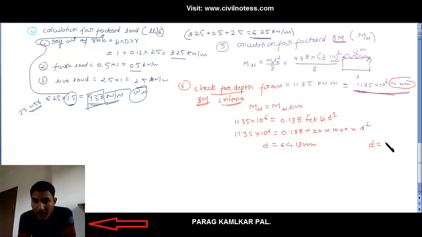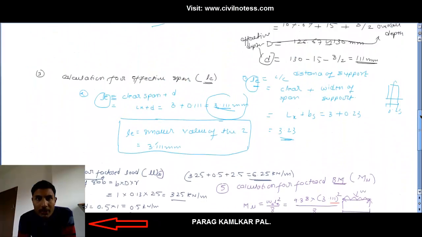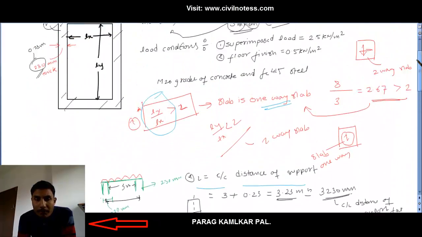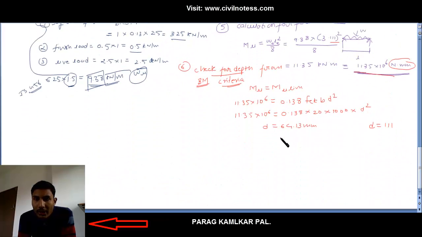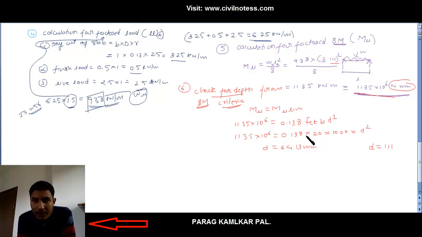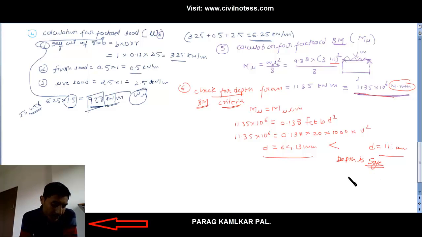I already calculated d in the first part as a depth of 111. I'll show you how that 111 came. It is over here. So the effective depth is 111, and what we got right now is d as 64. So it is less, no? We require this for the design parameter, and we have this value. So that means our design depth is safe. Depth is now safe for us.